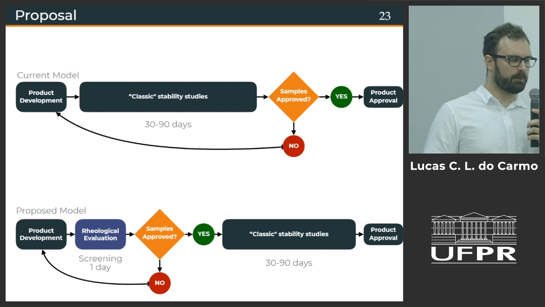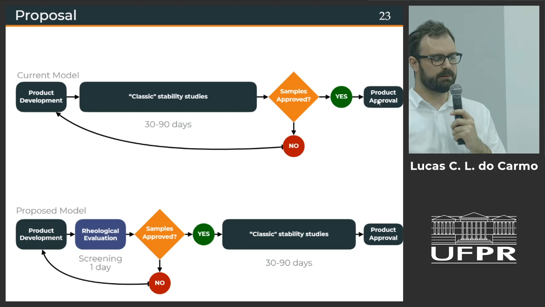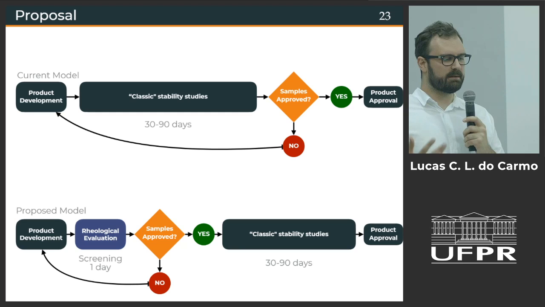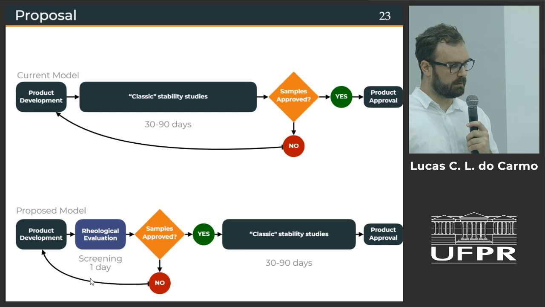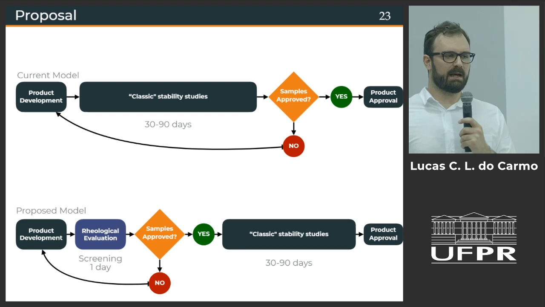So the final proposal of the project was to go from the current model that is used, where you have 30 to 90 days of stability studies to make a decision whether or not they are stable, to one screening day, reducing the time it takes for this decision to be made in the prototyping, formulation and development stages.